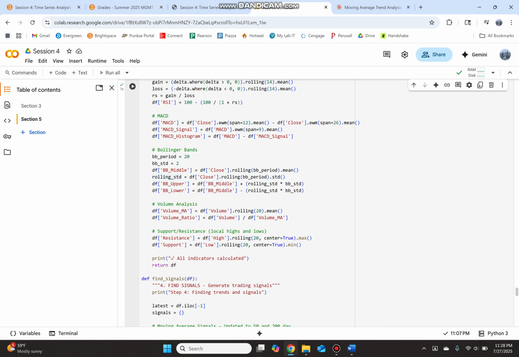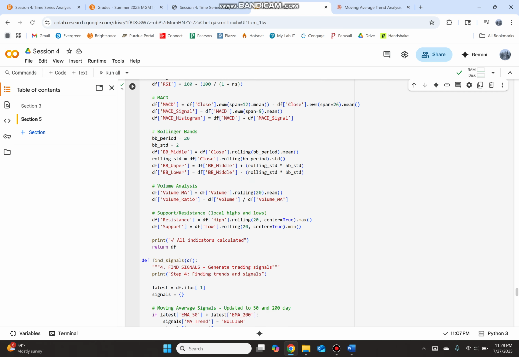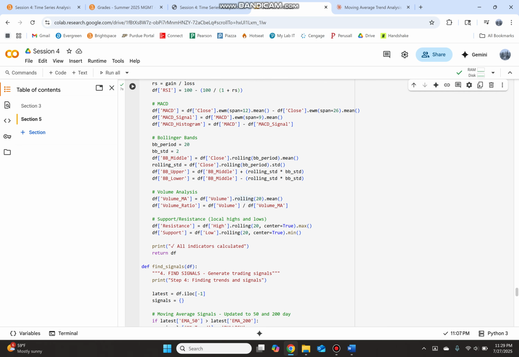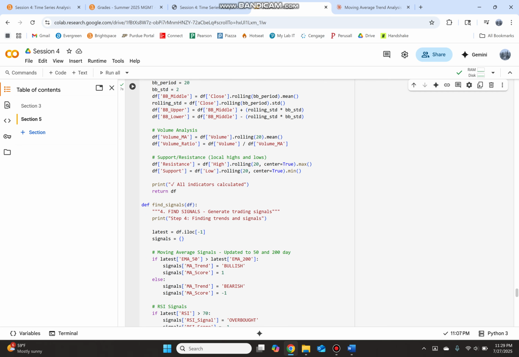So it calculates the middle, which is just the close price based on the rolling mean, and then the rolling standard deviation from that period, and then the upper is the middle plus 2 standard deviations, and lower is minus 2 standard deviations. Then we have some simple volume analysis, which gets the volume ratio, the volume of how many stocks they had against this 20-day rolling mean, and then we have some support and resistance, local highs and lows. And after that, it'll return that and say all indicators calculated.